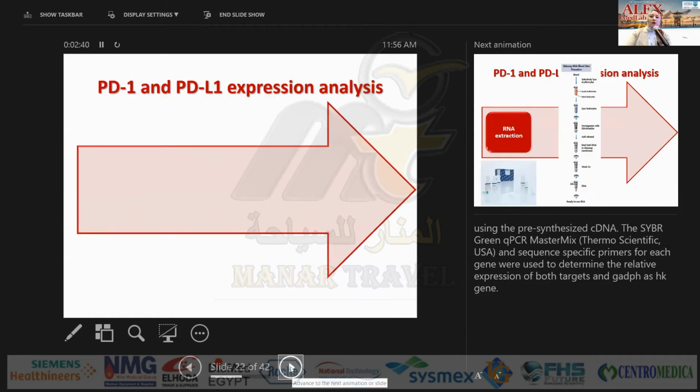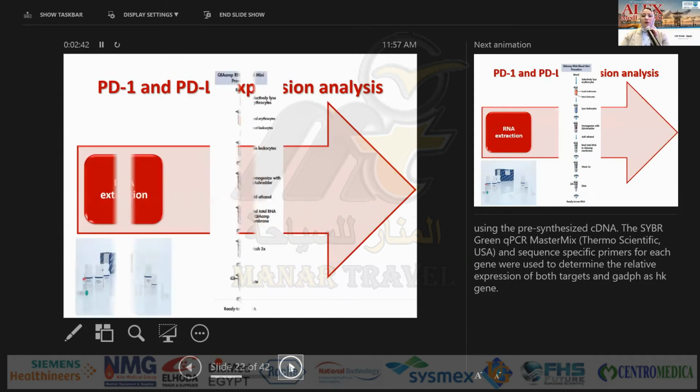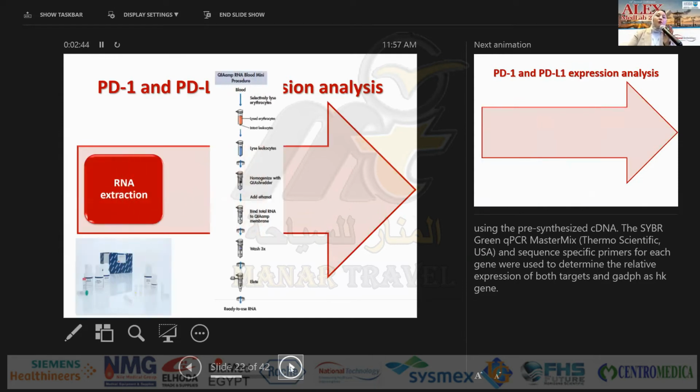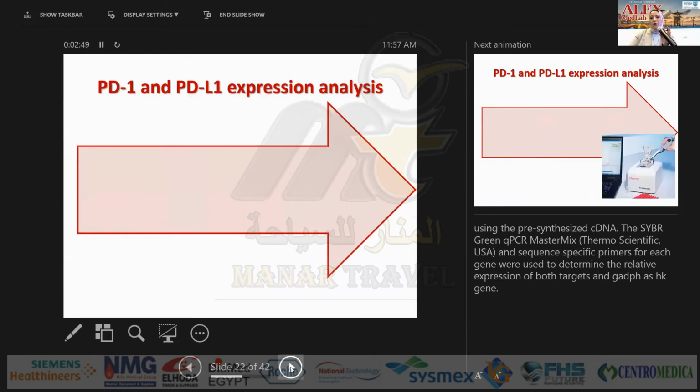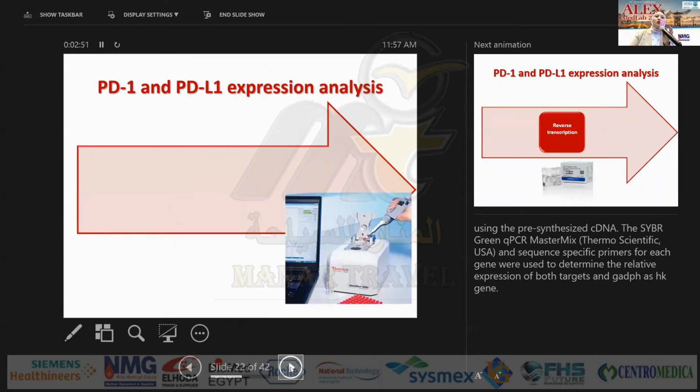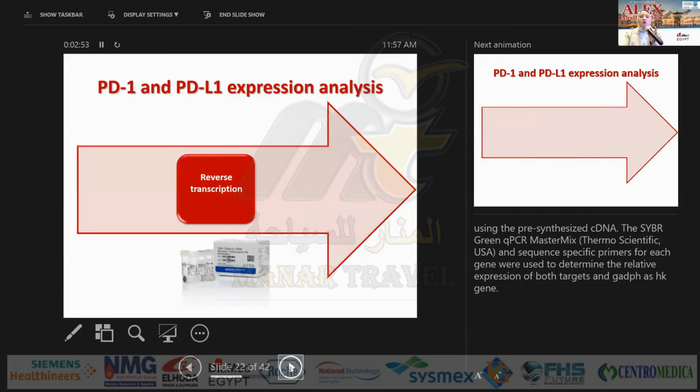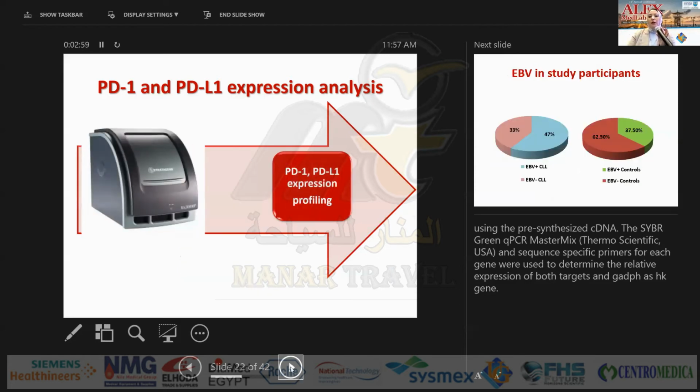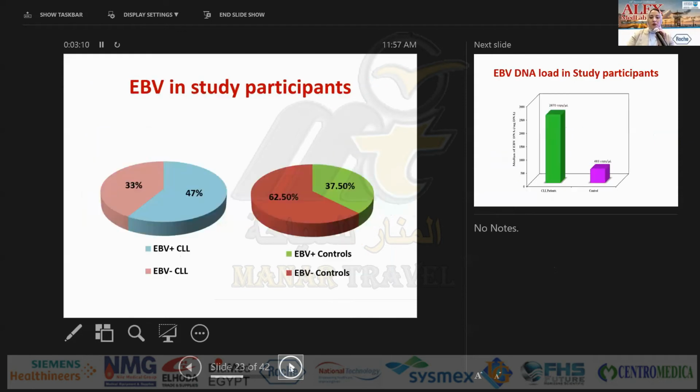PD1 and PDL1 expression analysis was carried out by RNA extraction from peripheral blood nuclear cells according to the manufacturer's instructions, followed by assessment of concentration and purity by NanoDrop, reverse transcription by the High-Capacity cDNA reverse transcription kit, and finally PD1 and PDL1 expression profiling by real-time PCR system using SYBR Green master mix and sequence-specific primers.